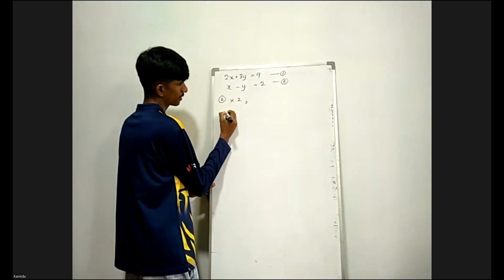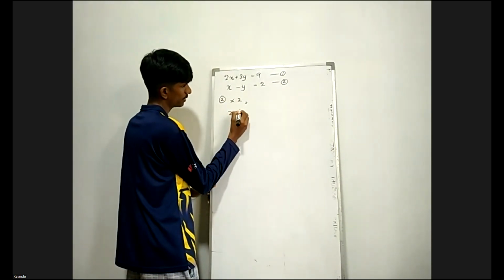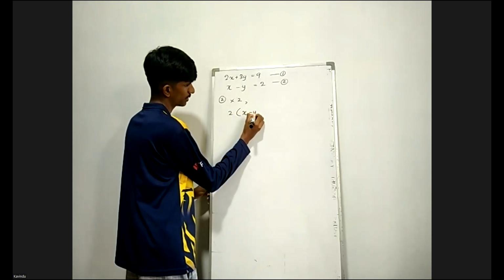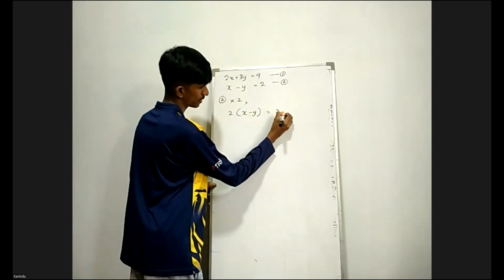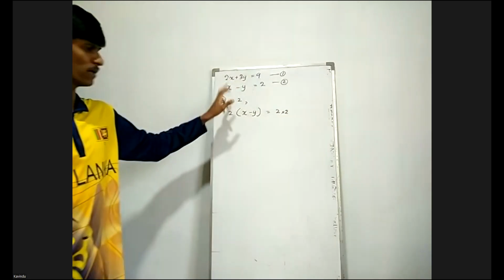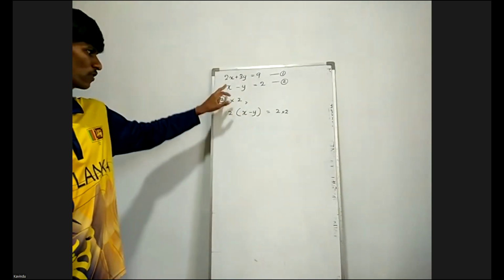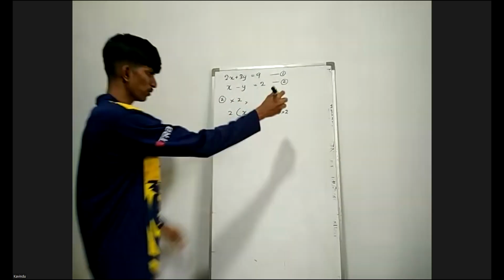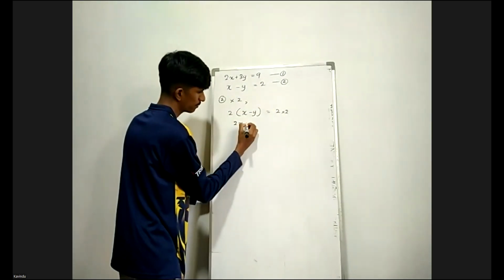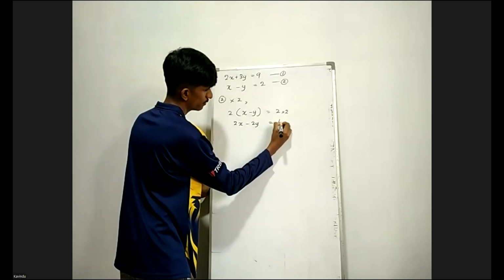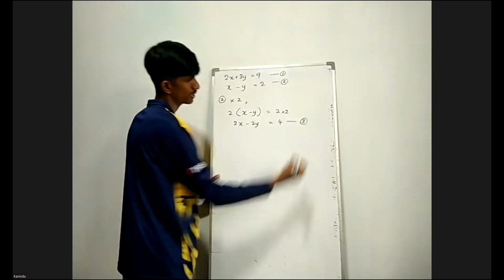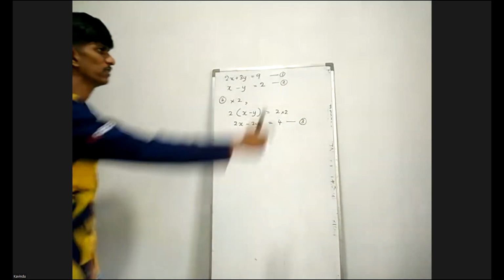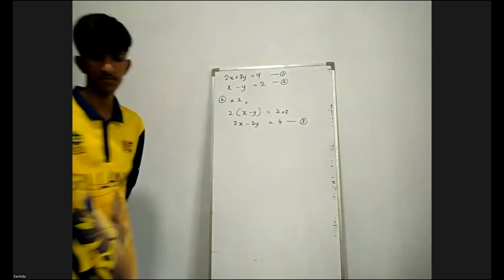Then we have to multiply both sides by 2, not only x, not only y, and also the 2. Then 2x - 2y = 4. This is the third equation. This is the first one, second one, third.